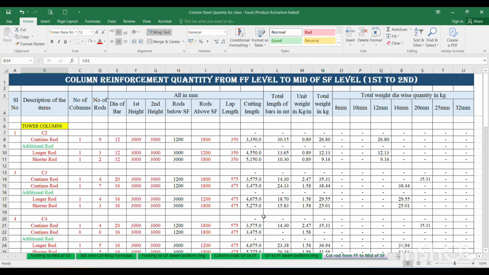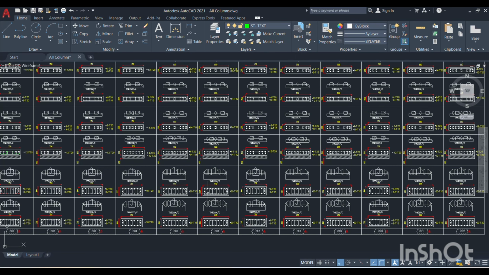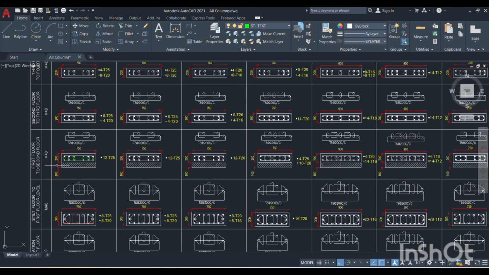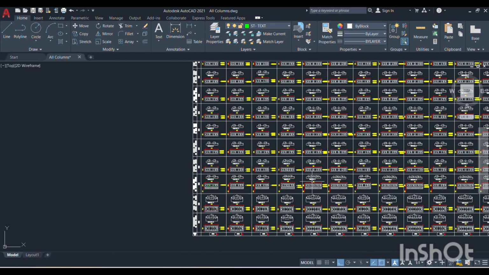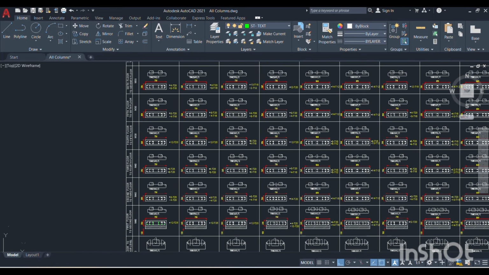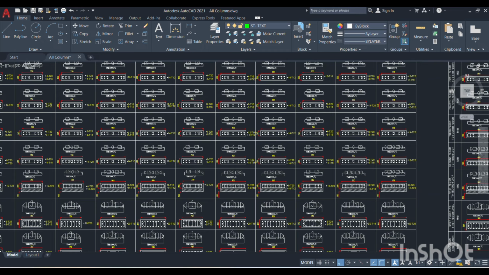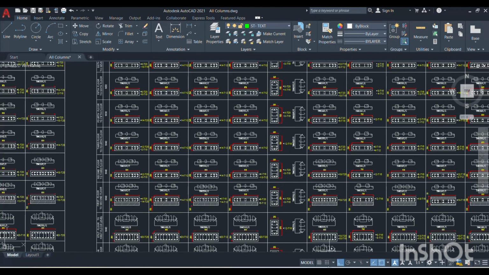So like this you people have to practice for all the remaining columns. This calculation of the first floor column is also very easy to do. The next floor column is the typical floor column. I will explain it in the next class. So please practice what was explained in today's class.